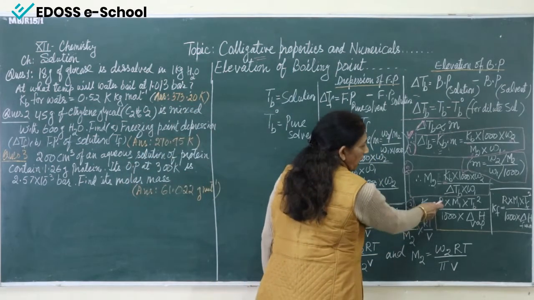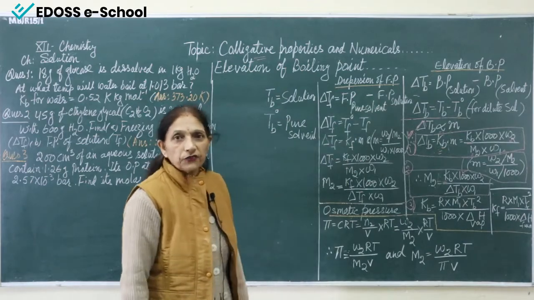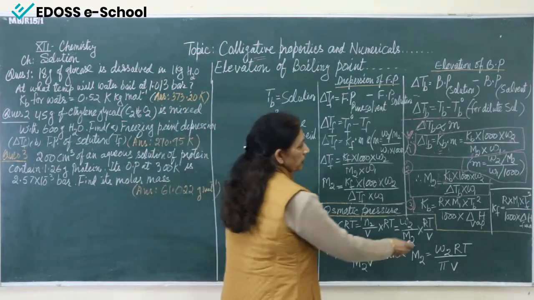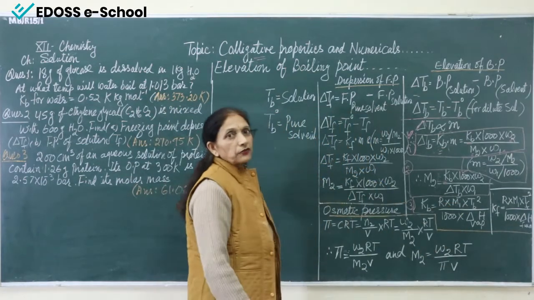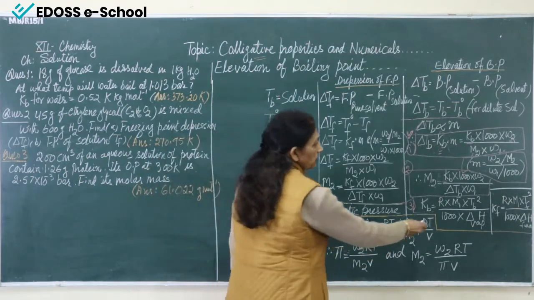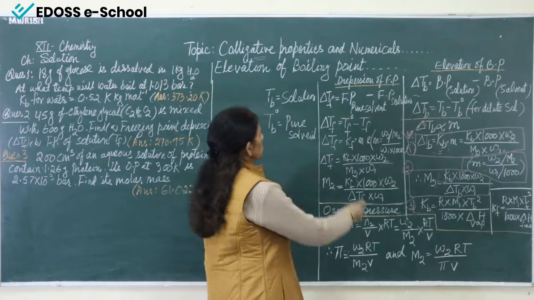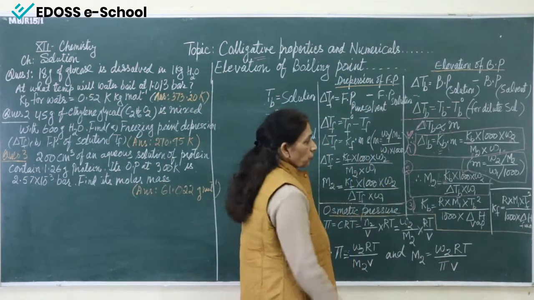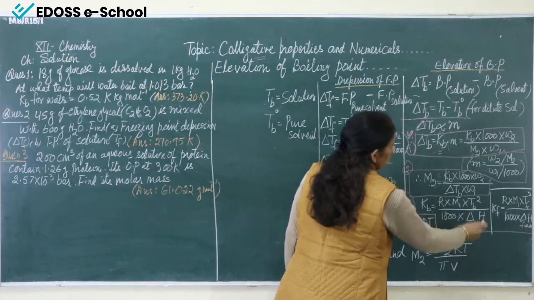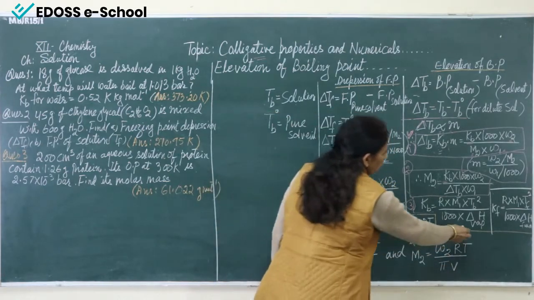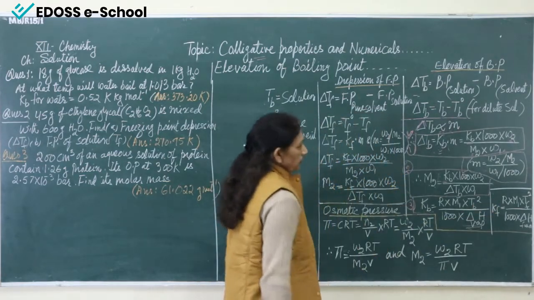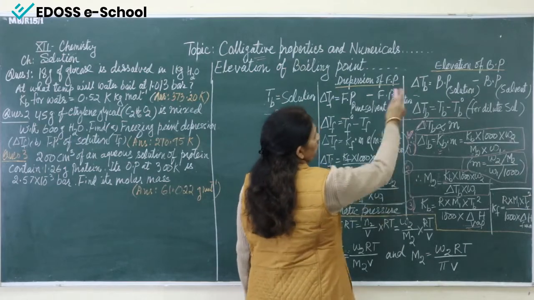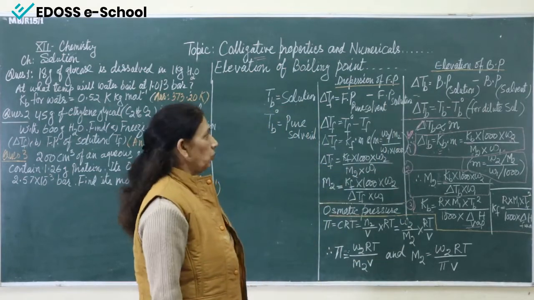For Kb, you can see R is the gas constant, and its value is fixed. M1 is the molar mass of solvent. Tb is the boiling point of the solution, squared, upon 1000 into delta H, which is the enthalpy of vaporization. So these are the three formulas which are related to elevation of boiling point.